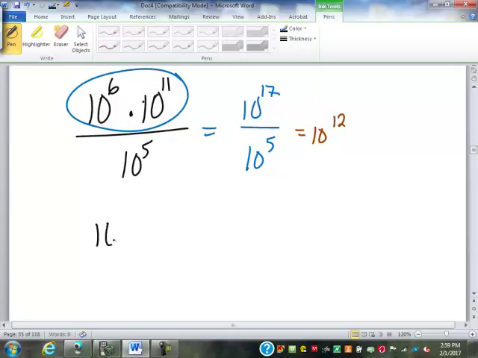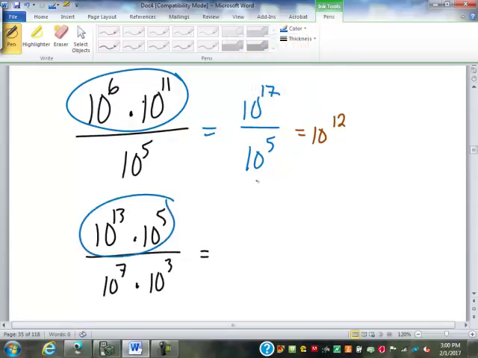Or I can do 10 to the 13th times 10 to the 5th divided by 10 to the 7th times 10 to the 3rd. Now again, I have to do everything on top. What's 10 to the 13th times 10 to the 5th? 10 to the 18, good. 13 plus 5 is 18. On bottom, 10 to the 7th times 10 to the 3rd is 10 to the 7 plus 3 is 10. And now 10 to the 18th divided by 10 to the 10th is 10 to the 8th. 18 minus 10 is 8.